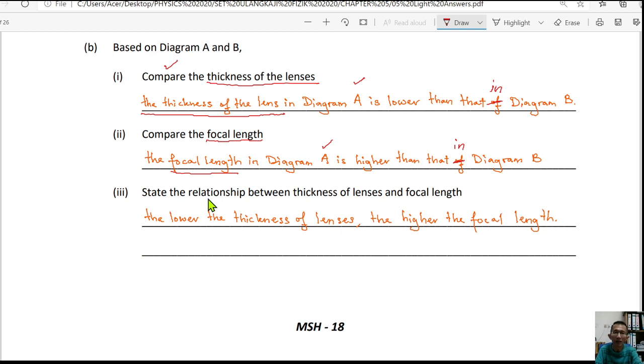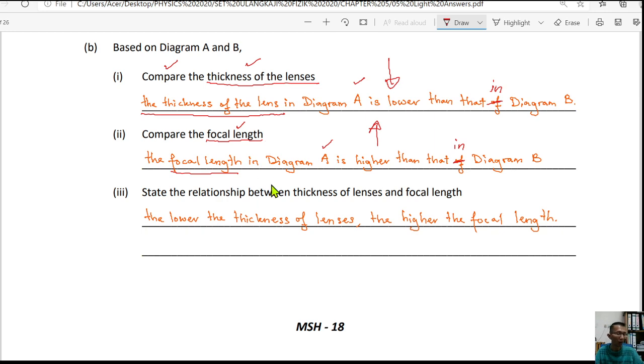Okay, next. State the relationship between thickness of lenses and focal length. Okay, so previously you were asked to compare the thickness and the focal length, right? So thickness and focal length. So you see here, diagram A is lower. Diagram A, when it comes to focal length, it is higher. So the lower the thickness of the lenses, the higher the focal length. You see, the lower the thickness, the higher the focal length. That is the reason why I keep it consistent when I am comparing.